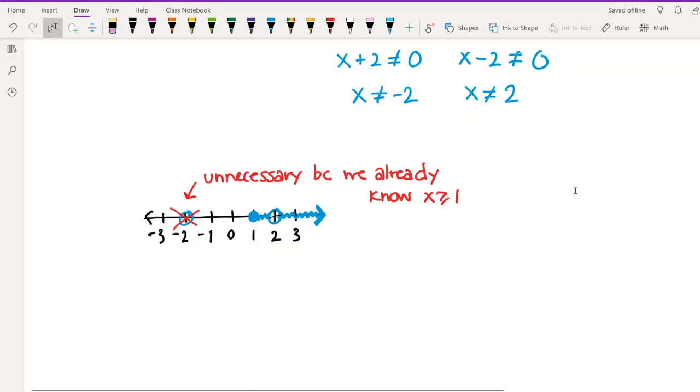So the last thing we can do is rewrite this in interval notation. So there's going to be 2 intervals, right? The first interval is going to go from 1, including 1, up until 2, not including 2. And then the next interval is going to be everything from 2 onward.